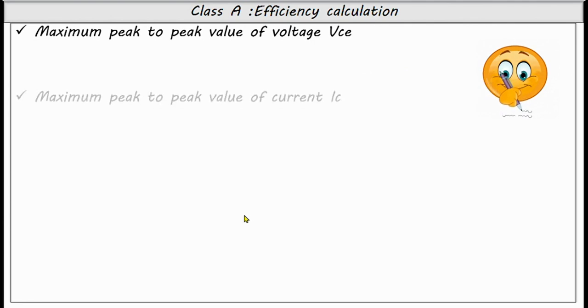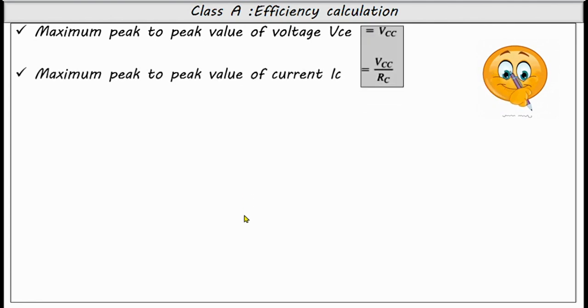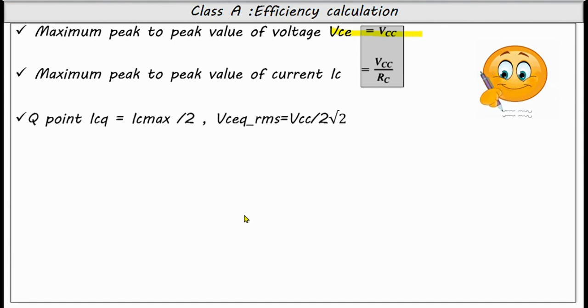The maximum peak to peak value of voltage VCE is VCC, and the maximum peak to peak value of current IC is VCC upon RC. We have seen that the Q point is in the middle of the load line, so ICQ is IC max upon 2, and the RMS value of VCE is equal to VCC upon 2 root 2. Here VCC upon 2 is the maximum value, and its RMS value is the maximum value upon root 2.